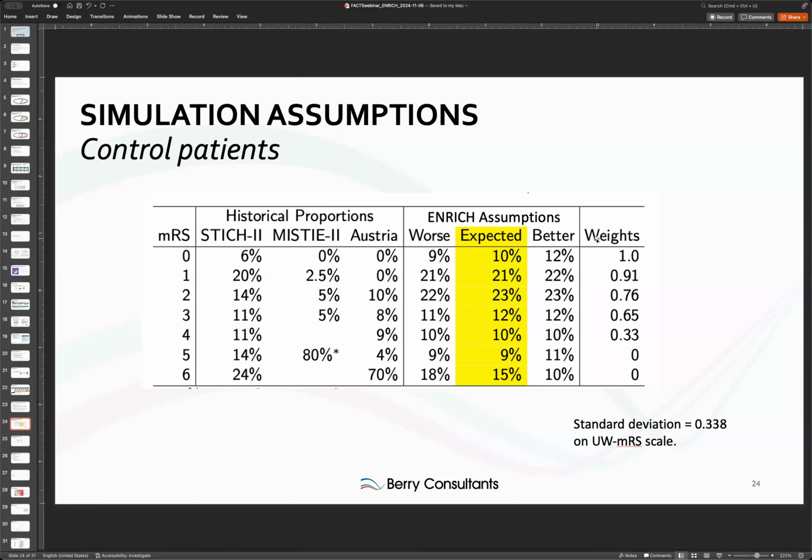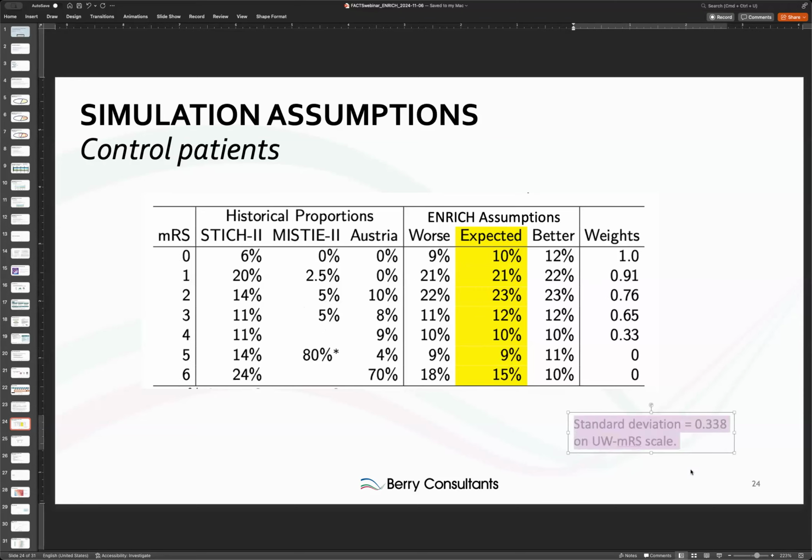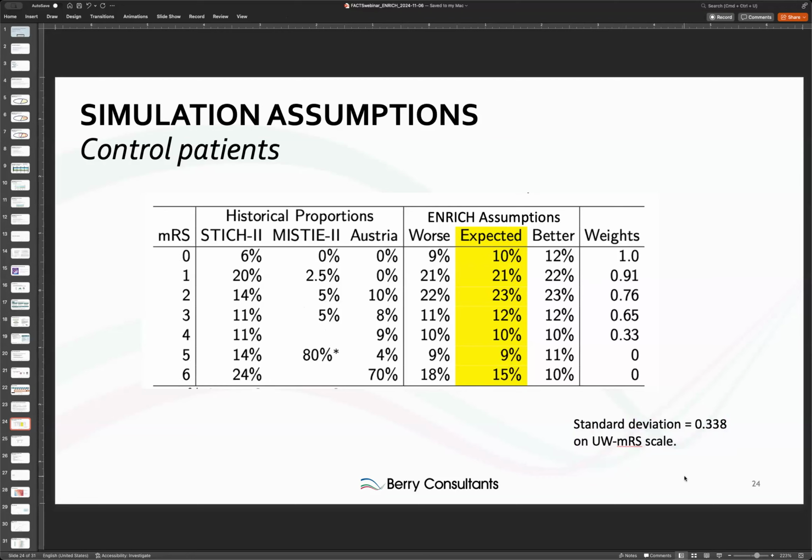I'm not going to go into a lot of details about that. But what they did was they did that, and then they found that the standard deviation of this continuous outcome, once we're on the utility weighted scale, tends to be 0.338. And so that's the assumption that we'll use in FACTS, the standard deviation for the observations.